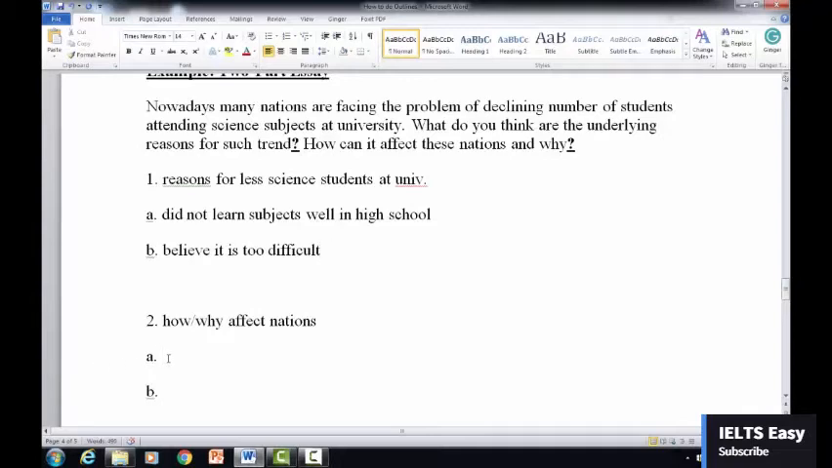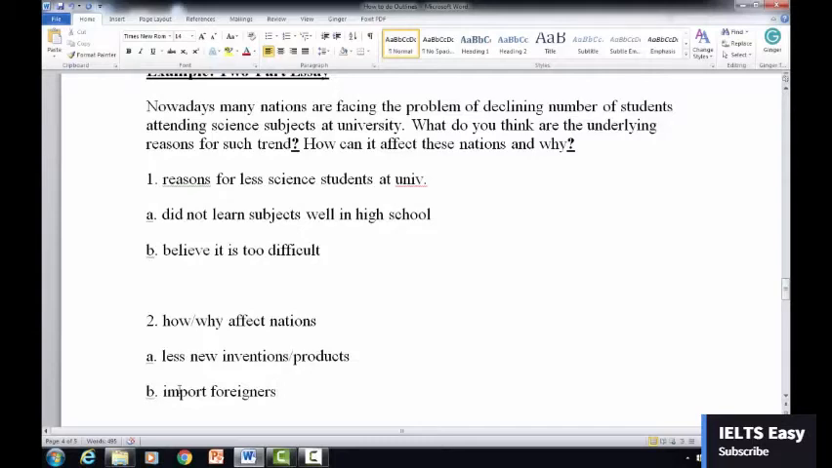Right now, second thing, how can it affect these nations? Well, they might have less new inventions and products. All right, because they're not in science, or they're not going to be creating things, and they may have to import foreigners who specialize in science, right? They may have to bring over people from other countries that specialize in science.